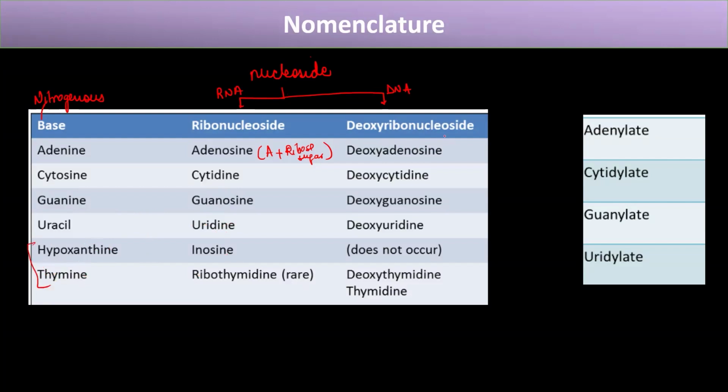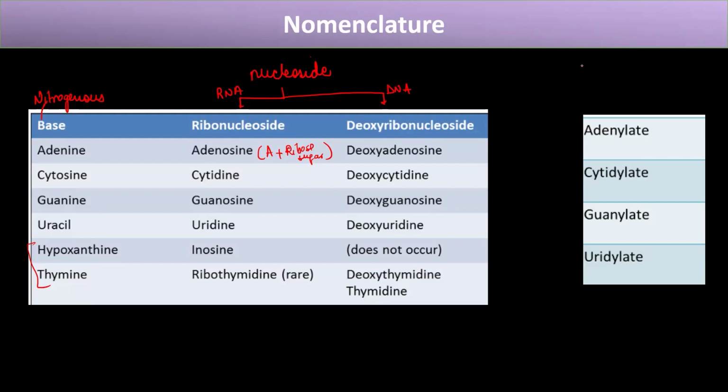Then in the case of deoxyribonucleoside, we just add deoxy. So it will become deoxyadenosine, deoxycytidine, deoxyguanosine, and deoxyuridine. So if it's a nucleoside, you will call adenine adenosine or deoxyadenosine. If it's cytosine, you will call it cytidine or deoxycytidine, and likewise.